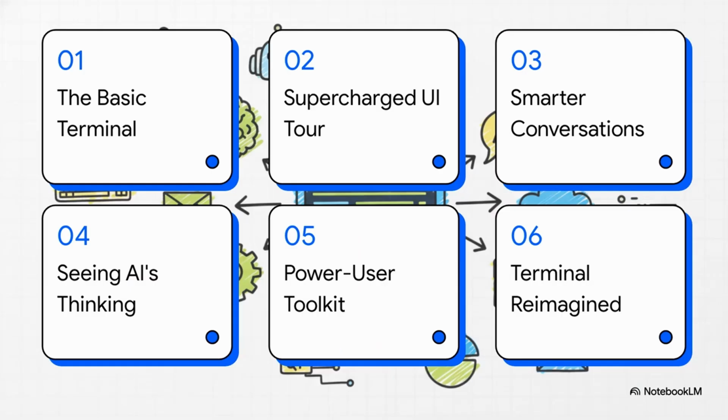So here's our game plan. First, we're going to talk about the core problem with the terminals we use today. Then, we'll take a tour of this supercharged UI that's designed to fix it. We'll get into how it makes conversations smarter and even lets you peek inside the AI's thinking process. And finally, we'll check out the Power User Toolkit before we totally reimagine what your terminal can be.